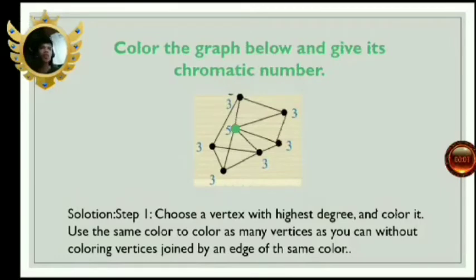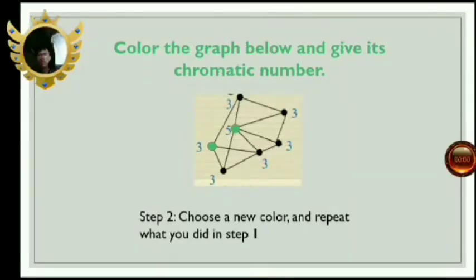Then, I'm going to find other vertices that are not joined to this particular vertex by a single edge. I'm going to color them green. For example, here. Then, all of the remaining vertices are degree 3, so any one of them will work. I pick this one and color it with red.